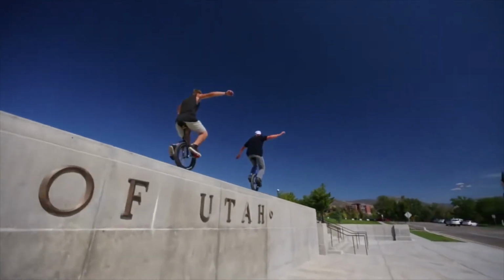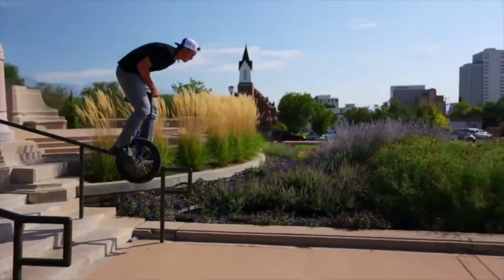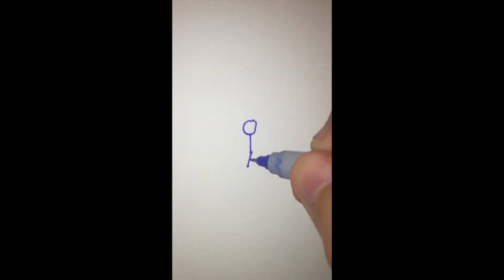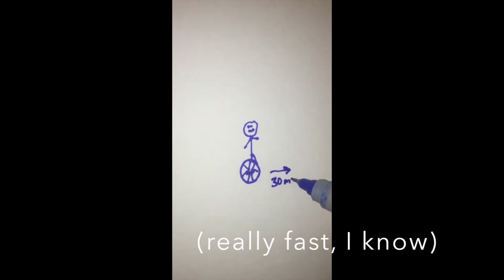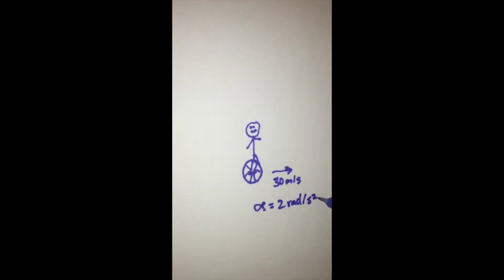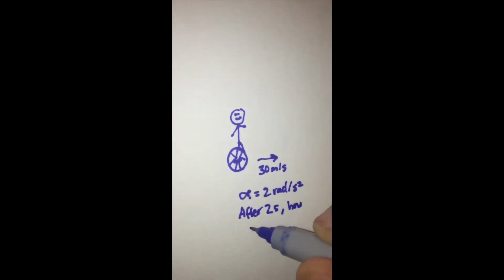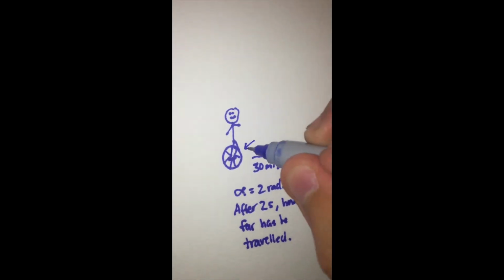Now let's go back to these men on these fantastic unicycles. Let's say one man is on a unicycle going at a linear speed of 30 meters per second. If his angular acceleration is 2 radians per second squared, after 2 seconds, can you figure out how far he's traveled?